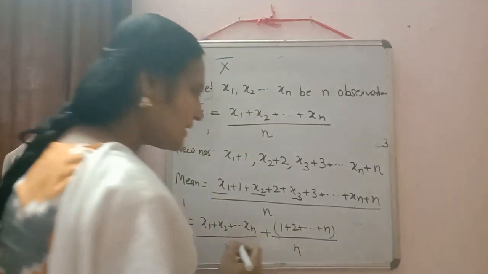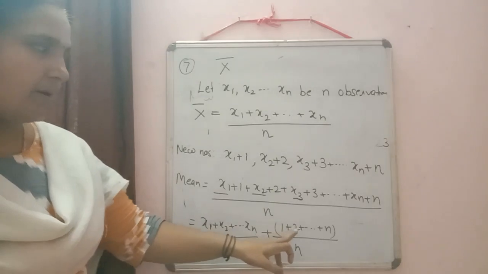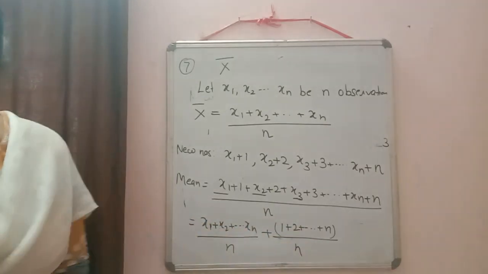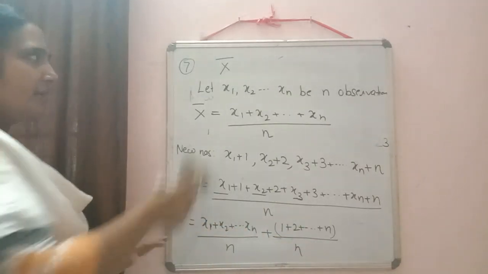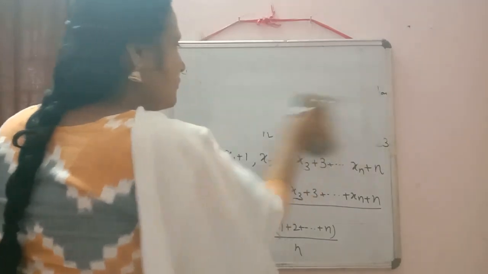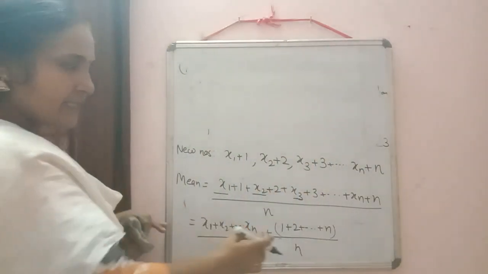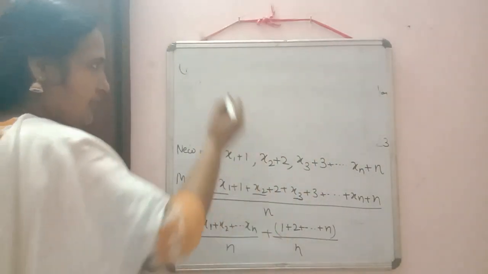Have you done this question somewhere? Sum of first n natural numbers. So I am writing here directly. You just find out what will be the sum because it is in AP. You can find out the sum.